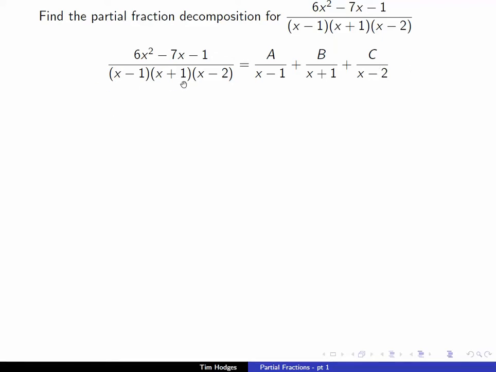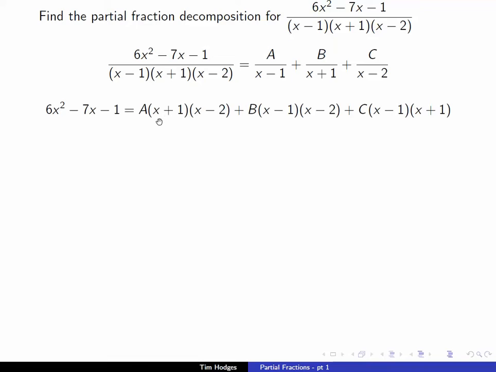Again, we multiply through by the denominator on the left-hand side. And each time one of these terms cancels out with the thing that we're multiplying through by, leaving us with a, for instance, a times (x plus 1)(x minus 2), because the x minus 1 term cancels out with the x minus 1 on the bottom. And similarly for the other two terms. And on the left-hand side, we've multiplied through by the whole of the denominator, so we just get left with the numerator.